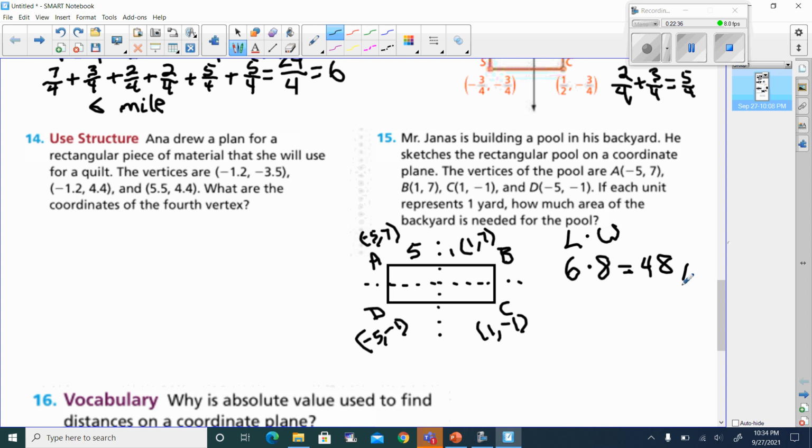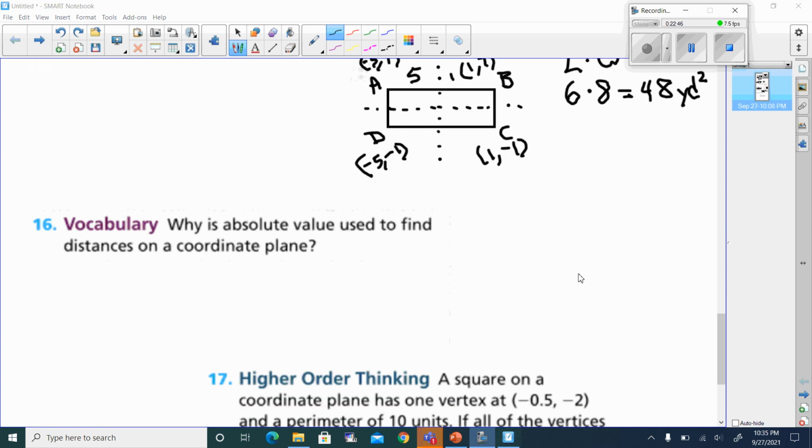And I'd have to say, since it is yards, it'd be yards squared. All right, 48 square yards. Let's go to the last one now. For me, it's number 17.